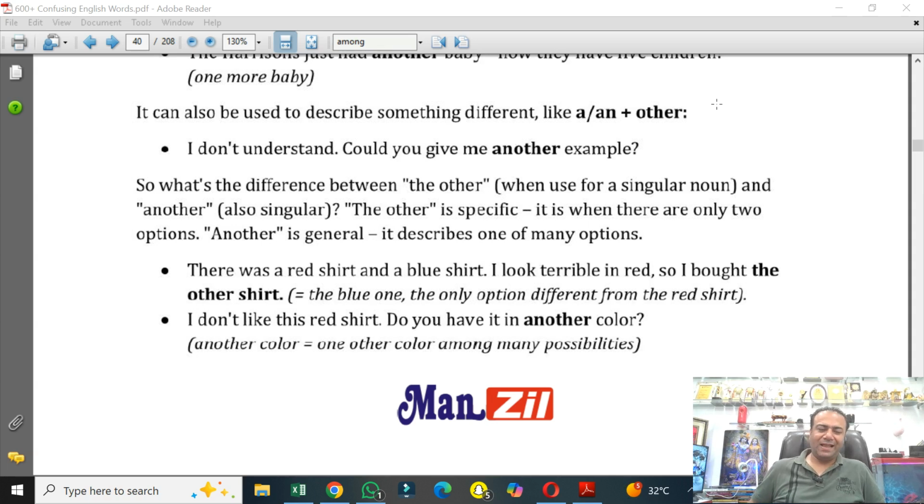Okay? And next example, I don't like this red shirt. Do you have it in another color? So, another color is equal to one other color among many possibilities. Is it?